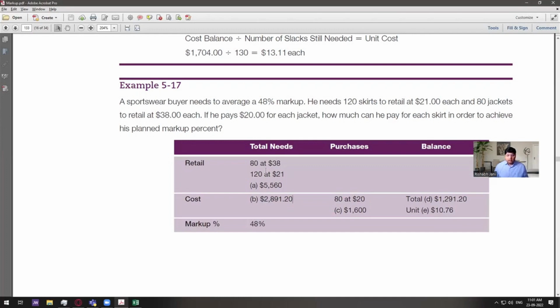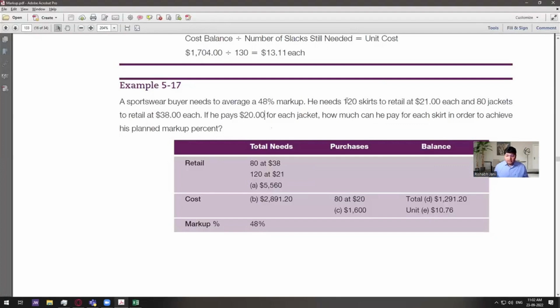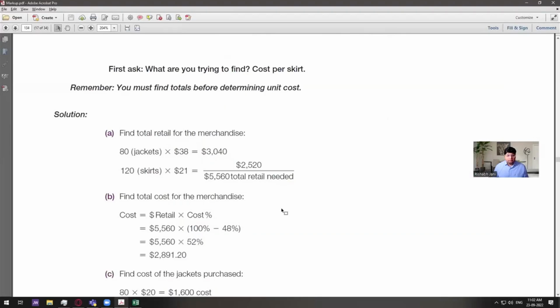Now we know if we pay $20 for each jacket, how much can he pay for each skirt? So how many jackets does he have? He has 80 jackets at $20. So 80 times 20 is 1,600. Now, how many units of skirts does he have? 120, right? So the balance of goods divided by 120 gives us our $10.76 unit cost. Easy to understand?